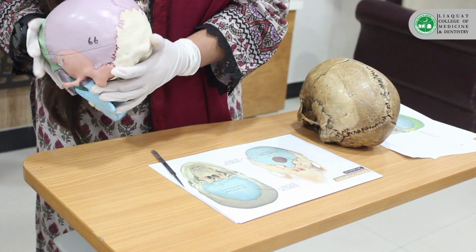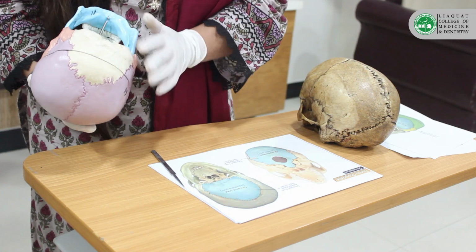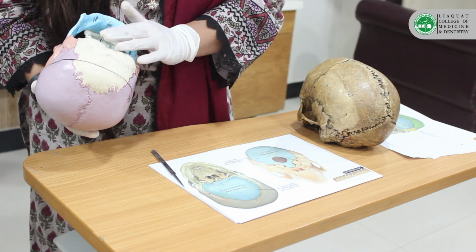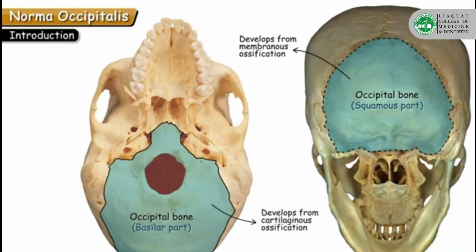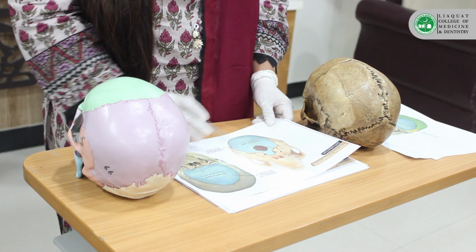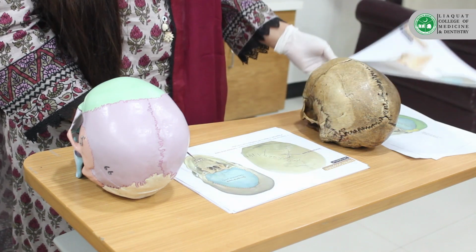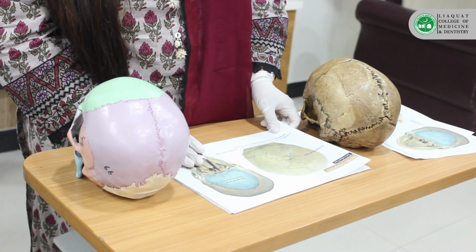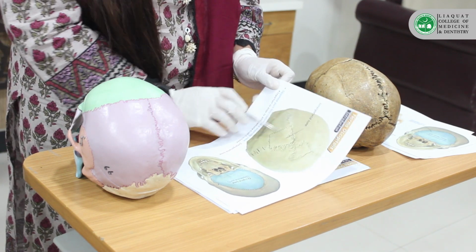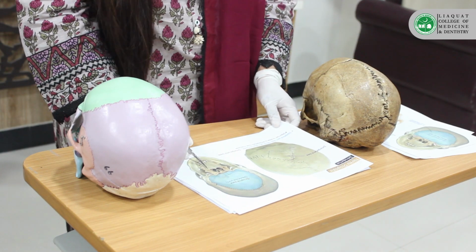The upper squamous part is developed from membranous ossification, and the lower part, that is the basilar part of the occipital bone, is ossified by cartilaginous ossification, as you can see in this picture. Later on, these bones fuse completely to form a single occipital bone, but in few cases, this may not be fused to form a single occipital bone. Instead, the squamous part remains as a separate bone called the interparietal bone, as you can see here. Physically it won't make any difference, but it is important to know to differentiate it from a fracture.